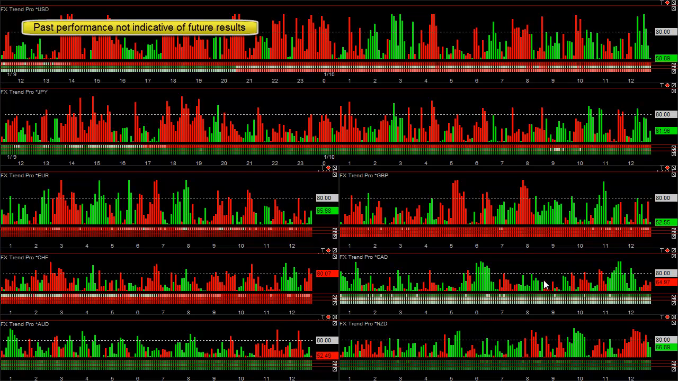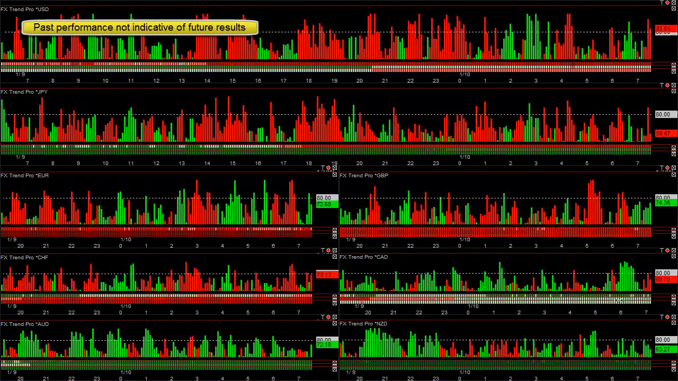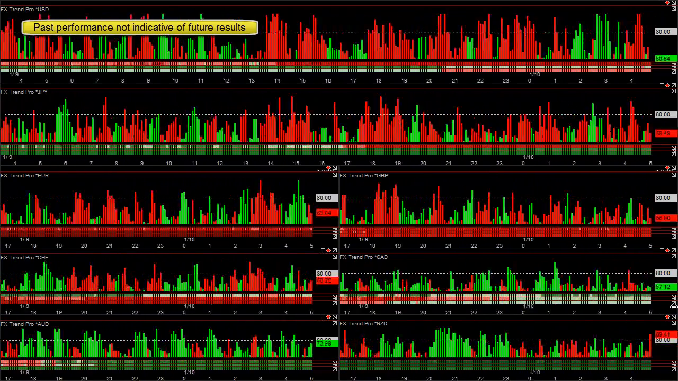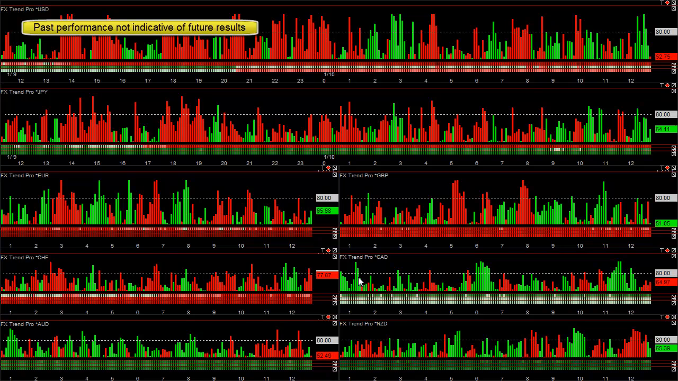The CAD was consistently strong all day. The daily trend's very strong. The weekly, monthly just shifted up. They were down yesterday, as you can see. So it could potentially be up too much.